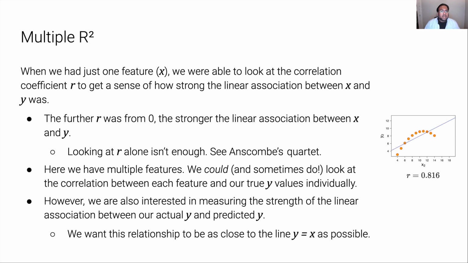But what we're more concerned about is looking at the correlation between our actual y values and our predicted y values. We want our predicted y values to be as close to the actual y values as possible, and so we want the relationship between actual y values and predicted y values to be as close to the identity line y is equal to x as possible. We want them to be very strongly positively correlated with one another, which indicates that our predictions are quite close to their true values.